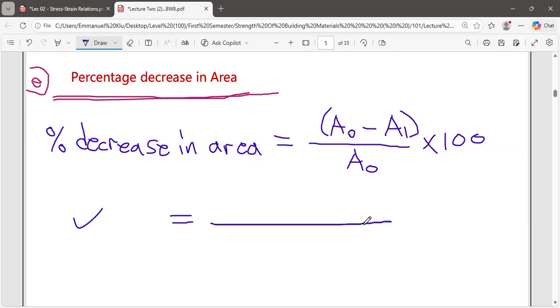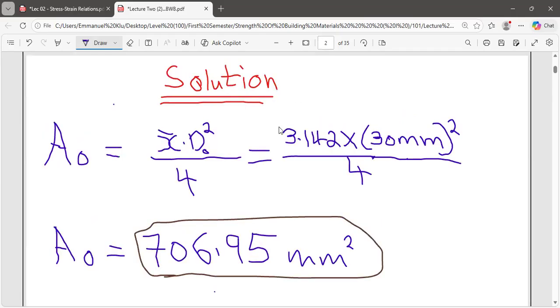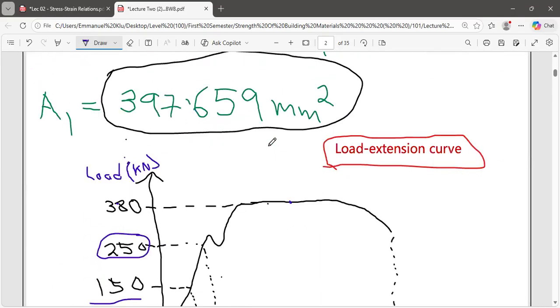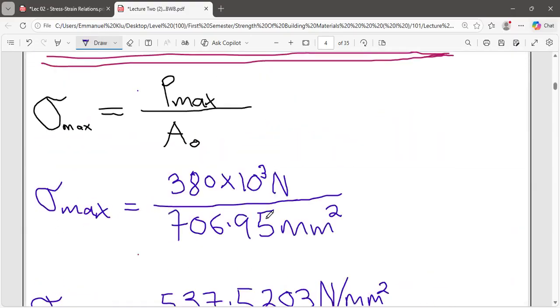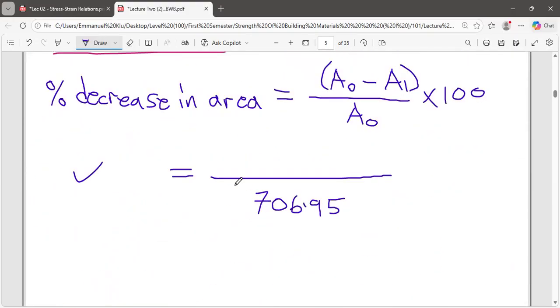We calculated the area somewhere, and this was 706.95. Let's go to page 2 and we will see it over there. This is the area. What is the A1? A1 was 397.659. So let's come and write it by substitution. Wherever we see that, that is what we are going to put over there.